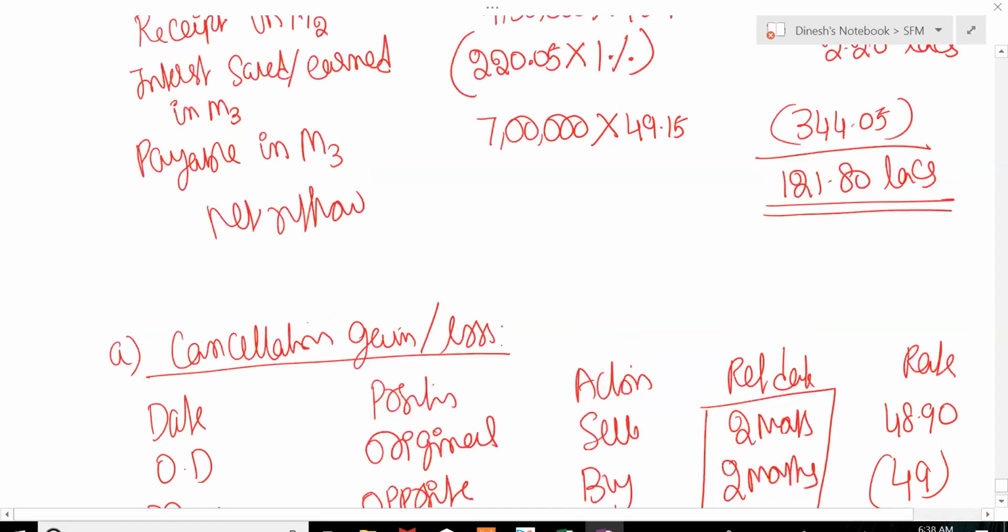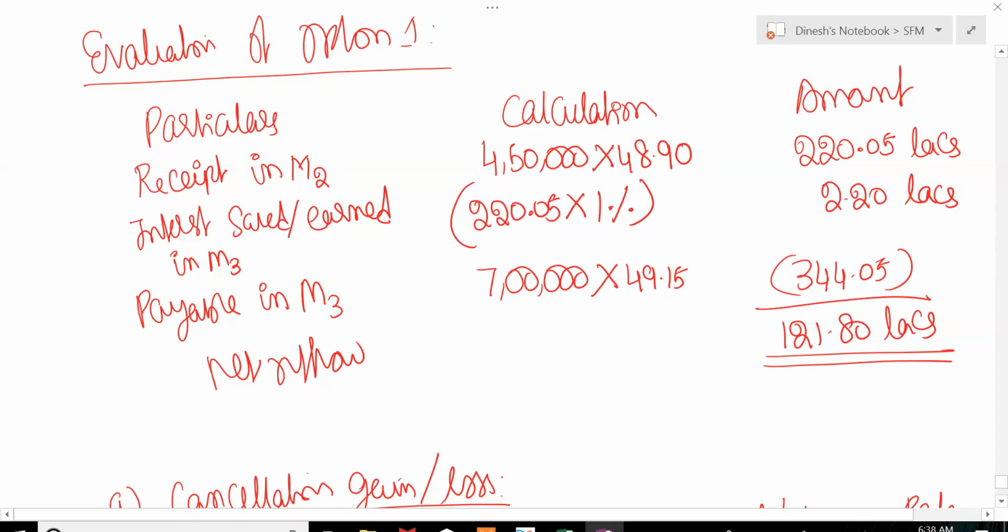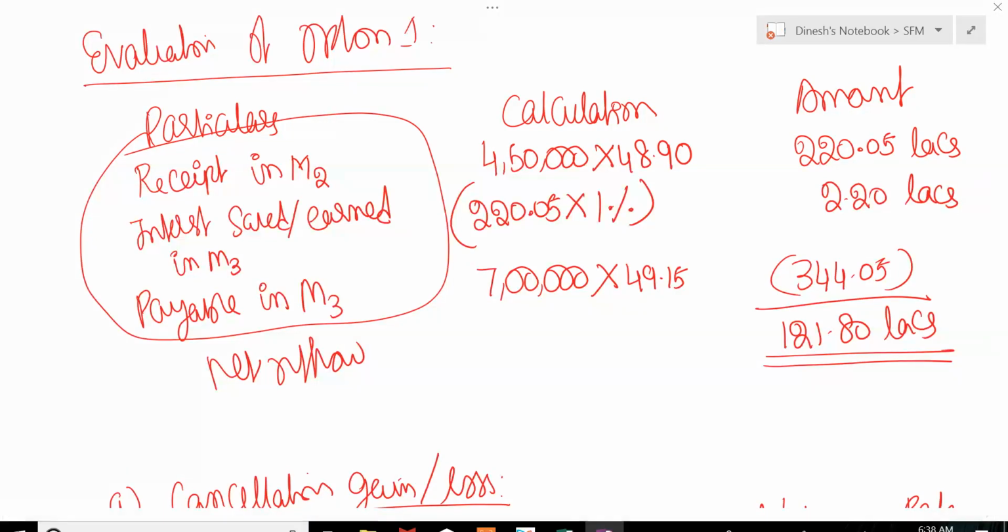Next, listen for a minute. We have to do something like this. There will not be receipt in M2. First thing is cancellation loss in M0. To take this loss to M3, interest cost on the cancellation loss. Why interest cost? Whatever it comes out to be, I'll have to take it to month 3. 45,000 of day 0 cannot be added with what you pay in month 3. Finance says cash flows at different points of time can't be added. If you want to add or subtract them, use interest. So we are going to do that in this question. Clear? Let's start.